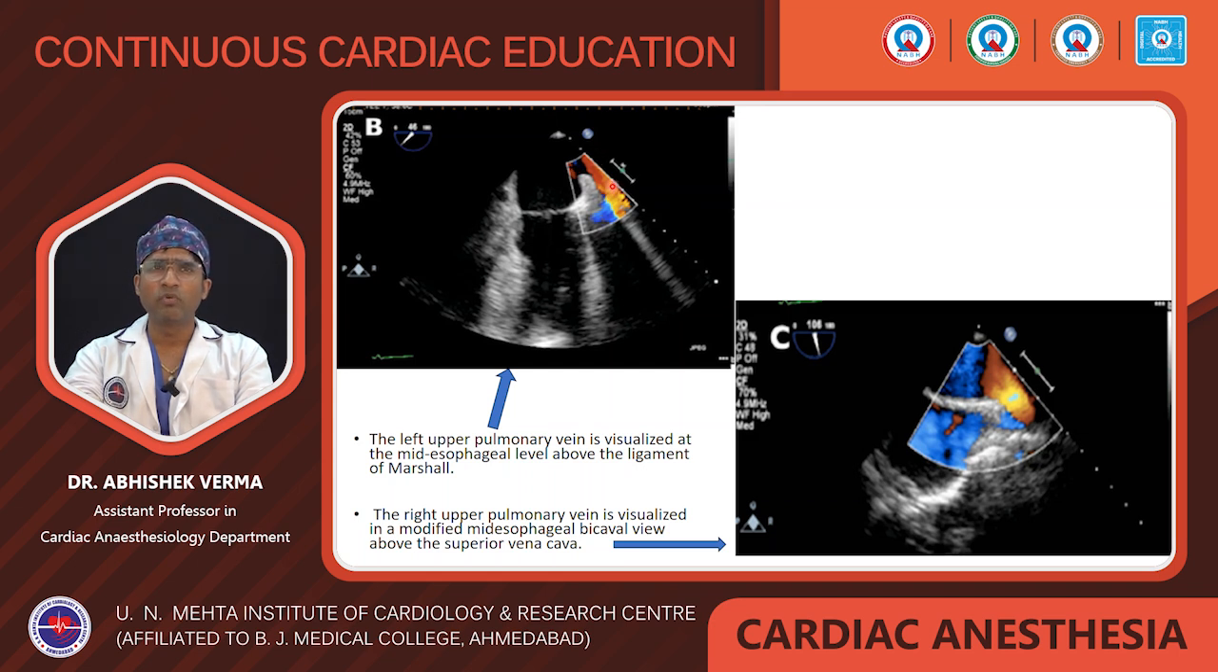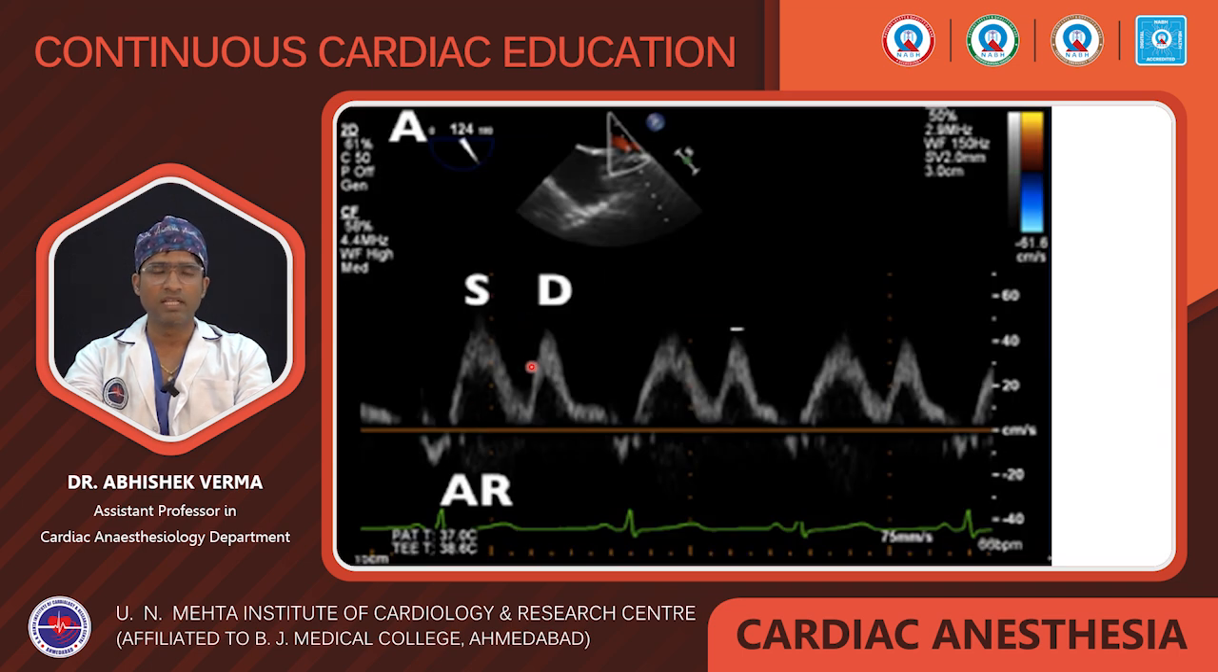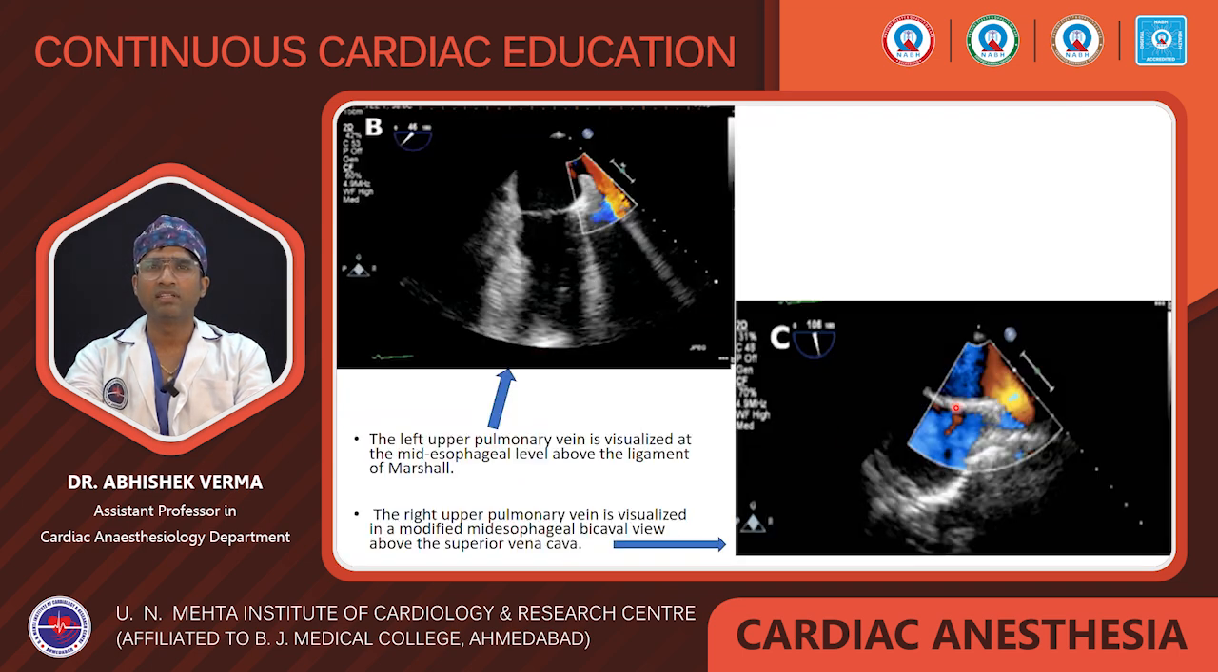This is the red flow because it's toward the probe, and we put the pulse wave Doppler 1 centimeter inside the pulmonary vein. We can see this diagram. And the same for the right side, it is the atrial septum. This is the SVC.